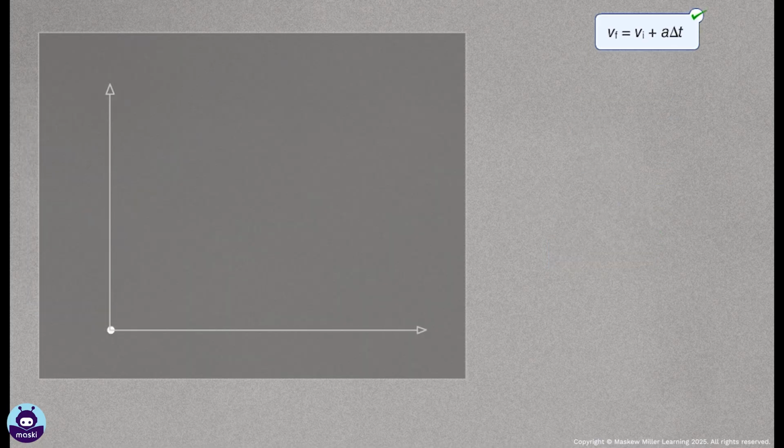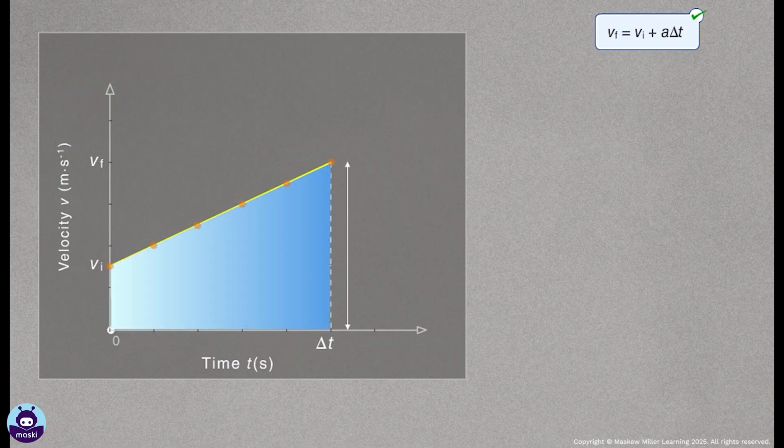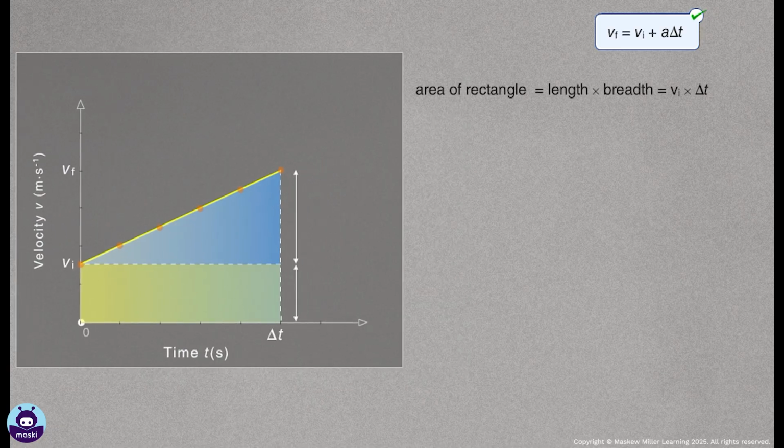Let us draw the velocity versus time graph of an object in uniformly accelerated motion. We see that the object has a uniform acceleration, given by the constant gradient of the velocity versus time graph. The initial velocity is v initial, and the final velocity is v final. The displacement can be known by finding the area between the graph and the horizontal axis. The area can be split as the area of a triangle and the area of a rectangle. The area of the rectangle is the length times breadth. The area of the triangle is 1/2 the base times height.